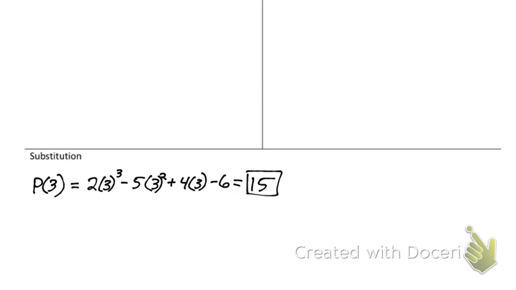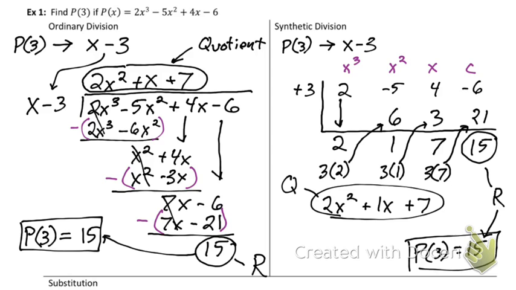So doing that division is the exact same thing as plugging in the number. You get the same answers. Whether it's synthetic, ordinary, or substitution, we'll get the same answer. All right, questions so far? I think the big thing is, when I'm looking for P of 3, with ordinary division, I'm doing x minus 3. If I'm using synthetic division, I'm just going to take that positive 3. Or if I'm given x minus 3, I have to change it to a positive 3 as well.